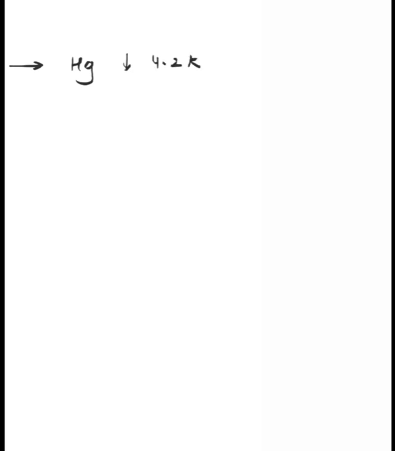Remember, if they ask you for an example of a superconductor and you write mercury, it'll be wrong, because mercury is not always a superconductor, guys. Got it now? Only when the temperature is dropped to 4.2 Kelvin or below. Another example is niobium. When niobium is cooled below 9.2 Kelvin, that also behaves like a superconductor. So these are some of the superconductors.